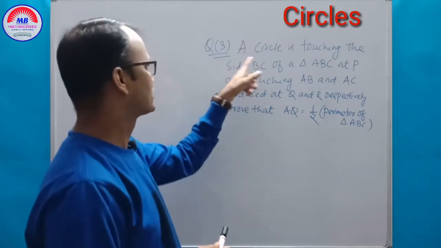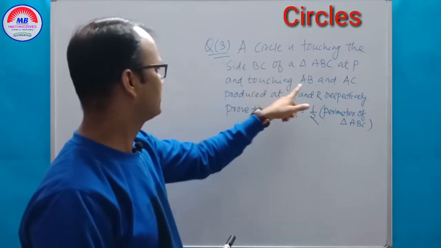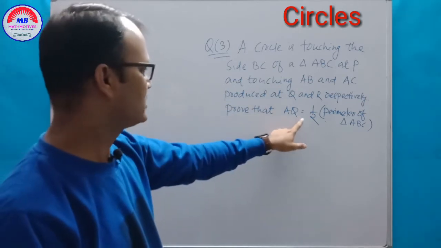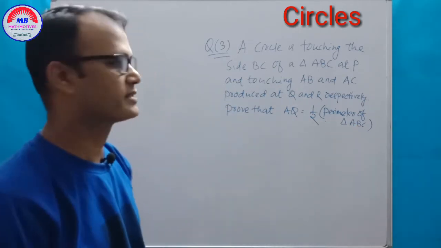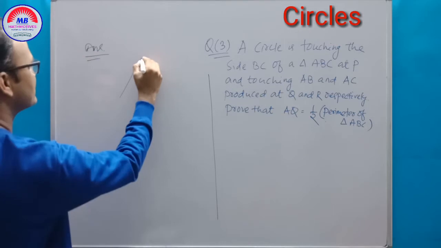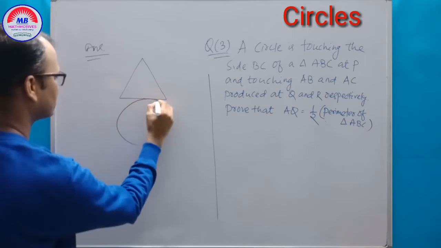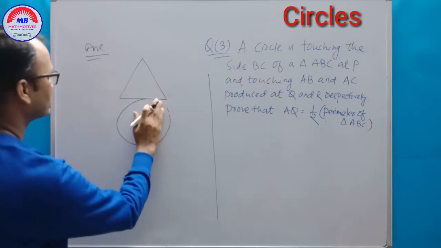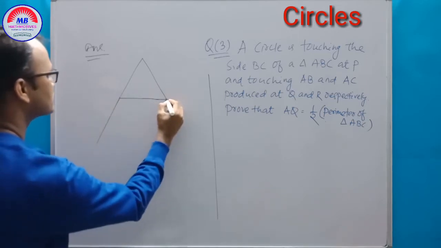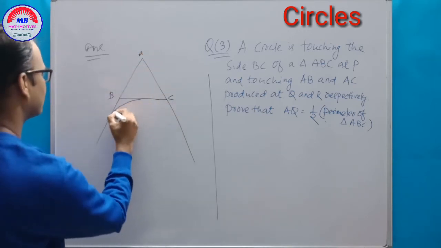Question number 3. A circle is touching the side BC of a triangle ABC at P and touching AB and AC produced at Q and R respectively. Prove that AQ is equal to half into the perimeter of triangle ABC. So here is this triangle ABC. We produce the sides, and the circle is touching here.